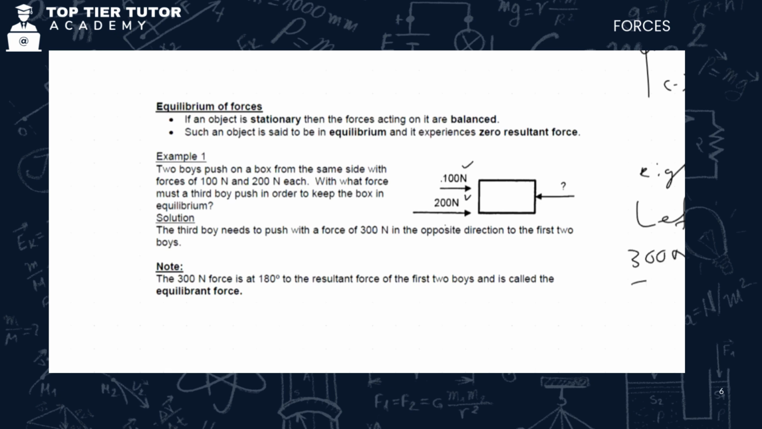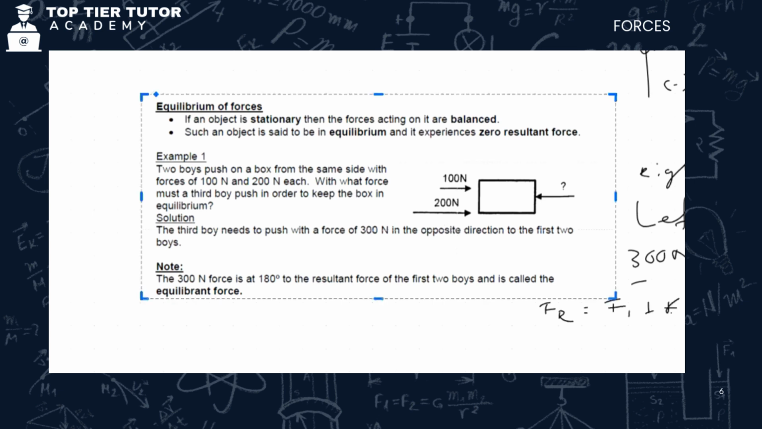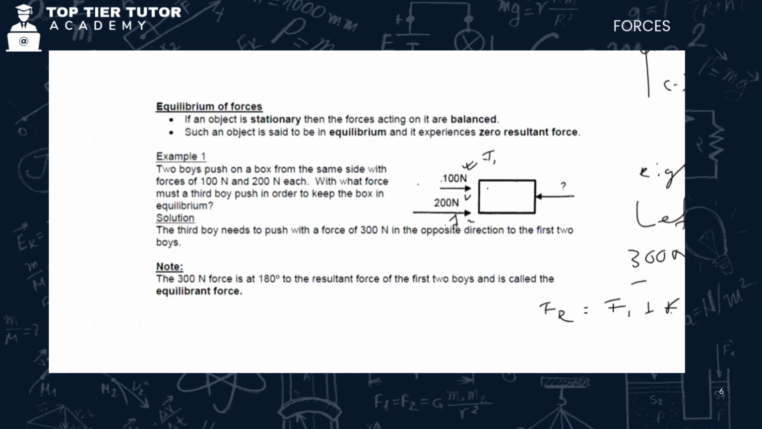So in order for us to have a resultant force, our resultant force would be the sum of force 1, let's call that F1, plus force 2, let's call that F2, and force 3 over there, we'll call that F3. So our resultant force, we want that to be equal to 0. So we're going to go ahead and make it 0 = F1 + F2 + F3.